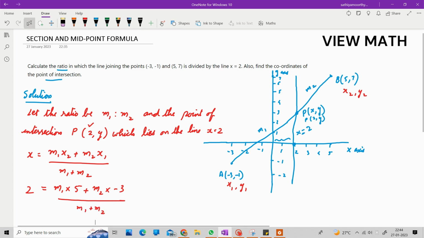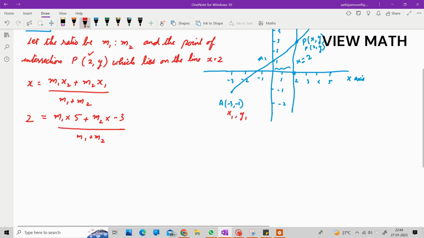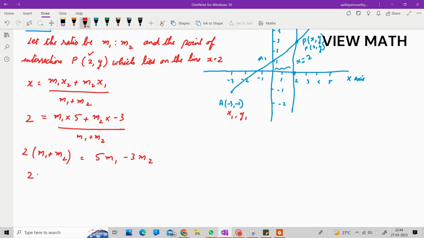Now let me cross multiply. I get 2 times (m1 plus m2) is equal to 5m1 minus 3m2. Let me multiply 2 inside the bracket: 2m1 plus 2m2 is equal to 5m1 minus 3m2. Let me bring m1 to one side and m2 to the other side.